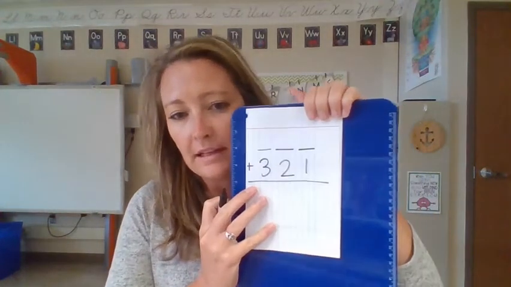All right, and let's put our second add-in. This time, let's switch it up and let's do our second add-in as 321. Last time we did 123. This time, let's do 321. So your setup should look like this.